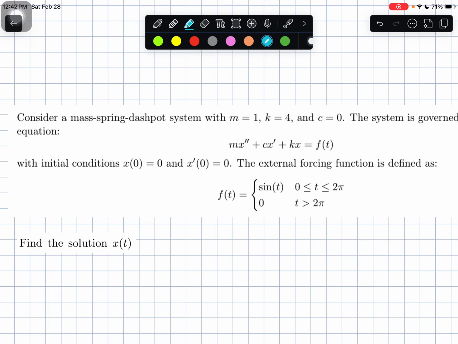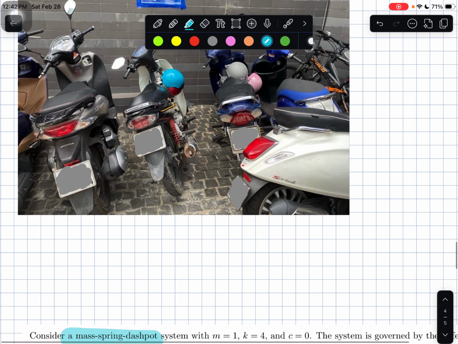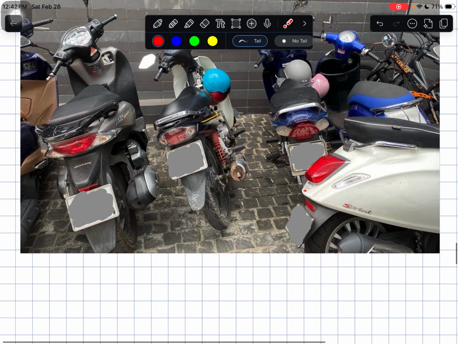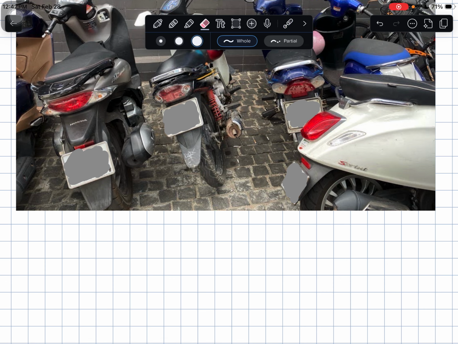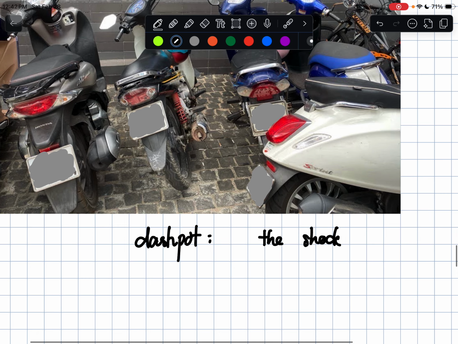Consider a mass-spring-dashpot system. Here I have one example of such a system. Here's a bike example. The system mass is, say, the person on the bike and the bike itself. The spring you can see is there. And for the dashpot, you can think of the shock absorber.